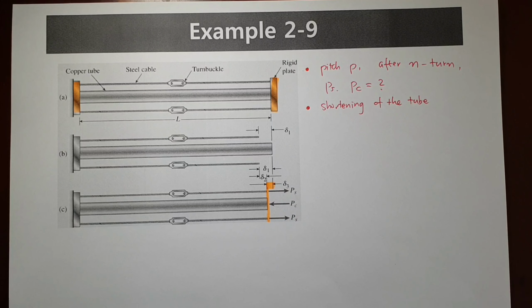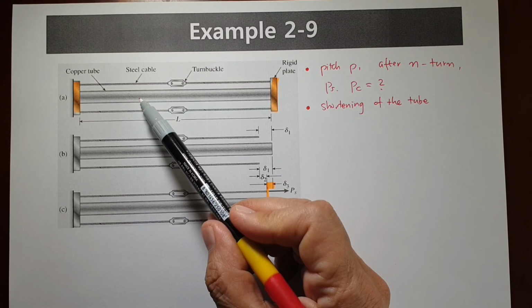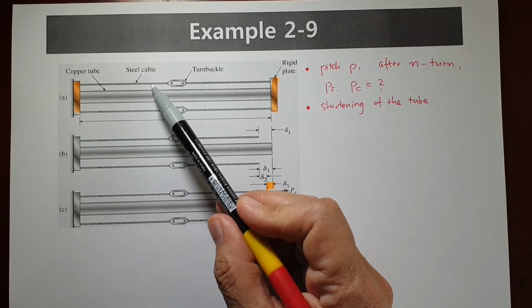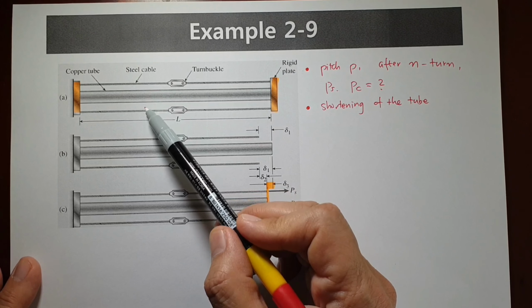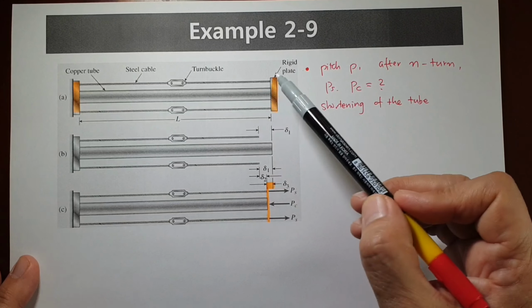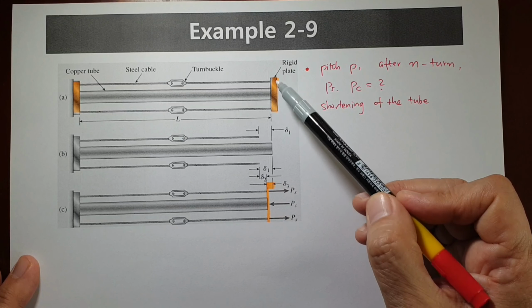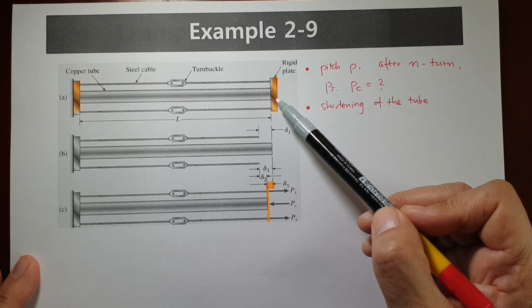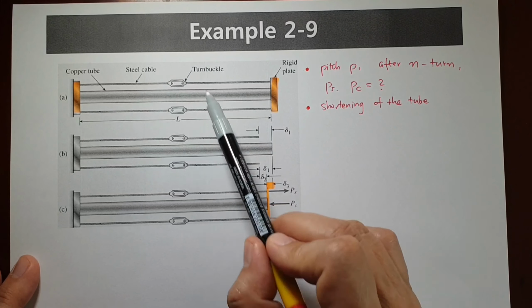Okay, let's think of another example. In this example, we have a copper tube and outside steel cable. The steel cable and the copper tube are assembled with both very rigid plates, and it is in the state of equilibrium.